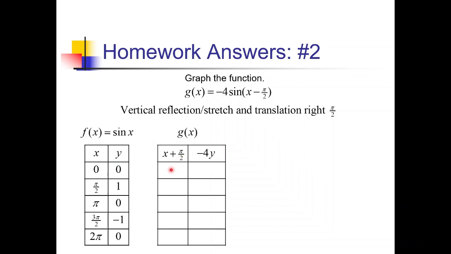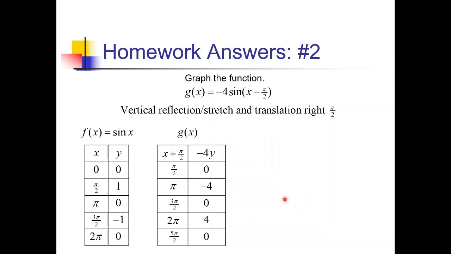All right, let's add pi over 2 to all the x values first. So 0 plus that just gives us pi over 2. Pi over 2 plus pi over 2 is 2 pi over 2, or just pi. And then pi plus pi over 2 is 3 pi over 2. 3 pi over 2 plus a pi over 2 is going to give us 2 pi, or 4 pi over 2. And this is 4 pi over 2 right here, plus another pi over 2 for 5 pi over 2. Now for the y values, multiplying by negative 4, 0 is going to just still be 0. And then 1 becomes negative 4. Then we have 0, positive 4, and 0.